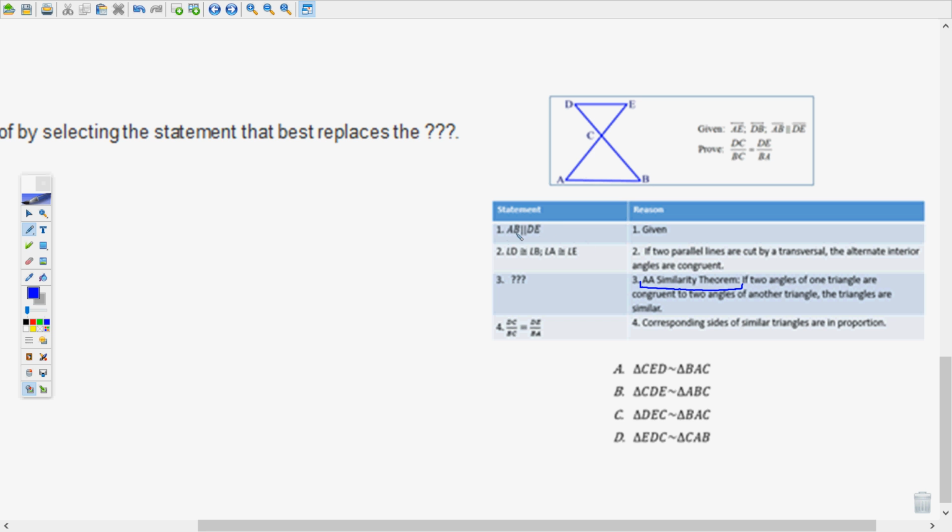So if you just look at what you're given, you have AB is parallel to DE. So we look at that. You can also look up here at the given and see the same thing that we're looking at here. Okay. This one says angle D is congruent to angle B, and angle A is congruent to angle E.